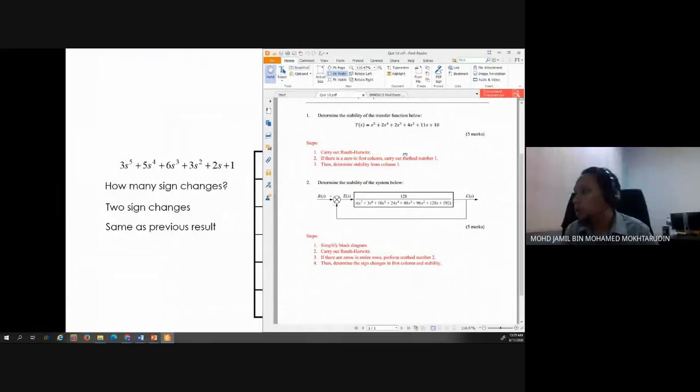when you have zero in the first column. But you must first determine whether there is a zero in the first column. Only after determining that there is a zero in the first column do you restart, reverse the coefficients, and then build the table again.